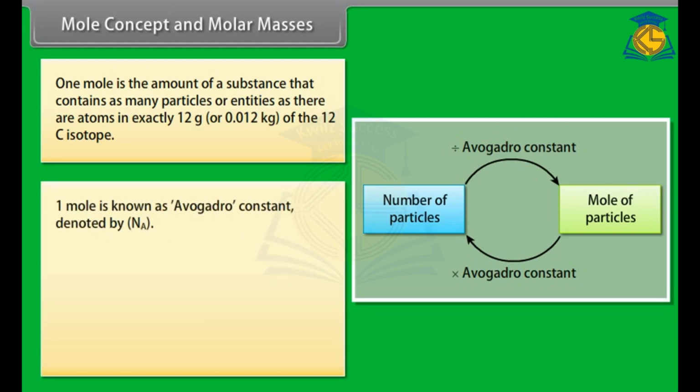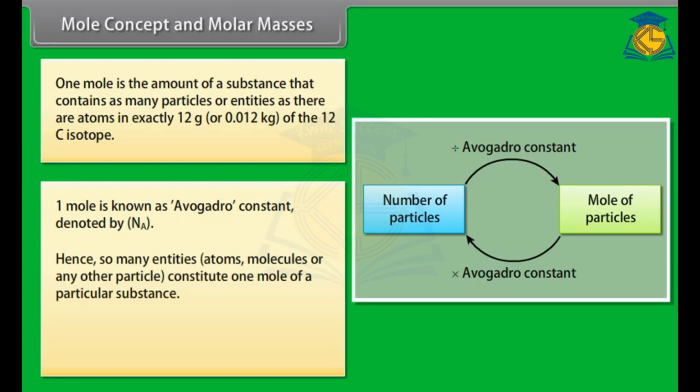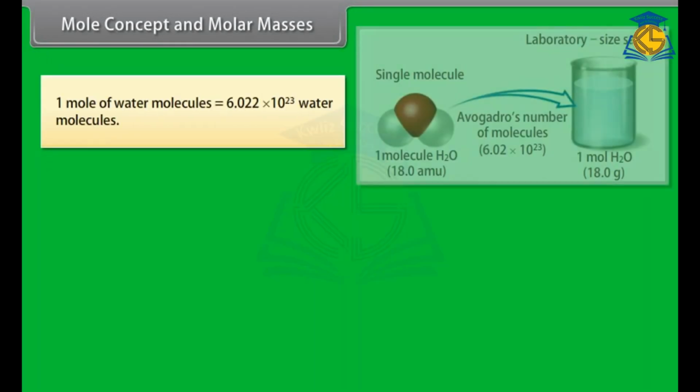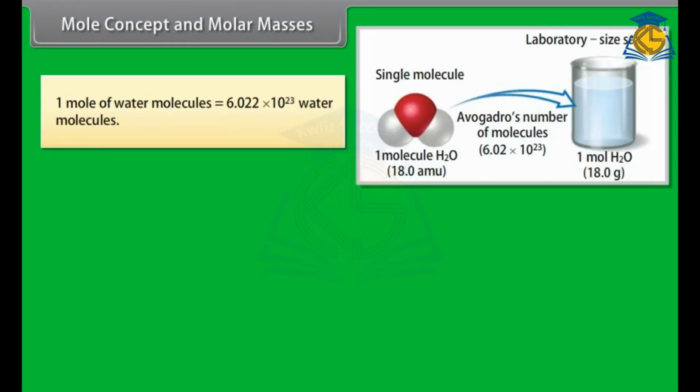The number of entities in one mole is known as the Avogadro constant, denoted by NA. Hence, so many entities, atoms, molecules or any other particle constitute 1 mole of a particular substance. Or we can say that 1 mole of H atoms is equal to 6.022 × 10^23 atoms. 1 mole of water molecules is equal to 6.022 × 10^23 water molecules.